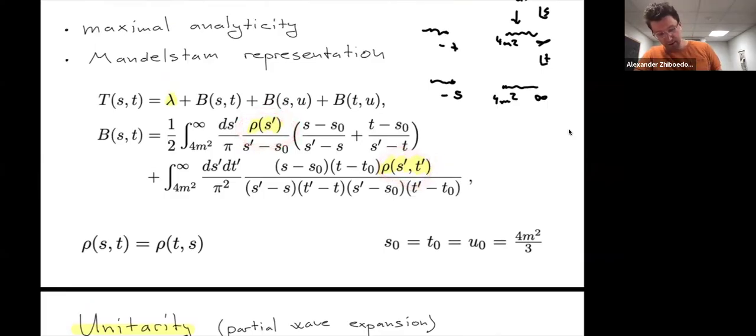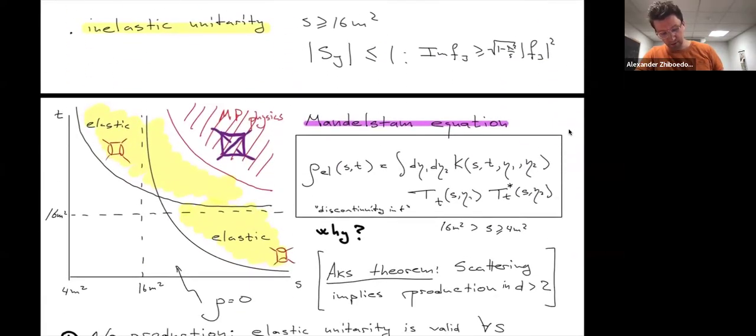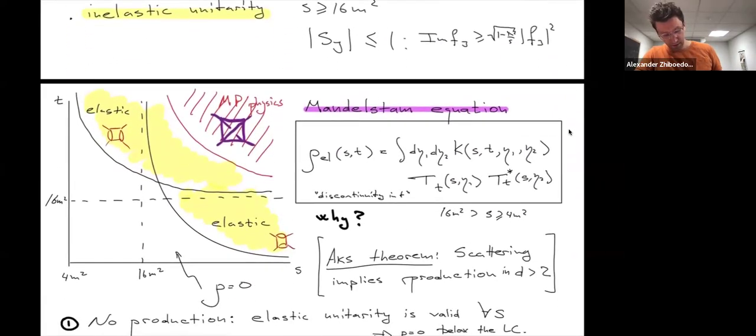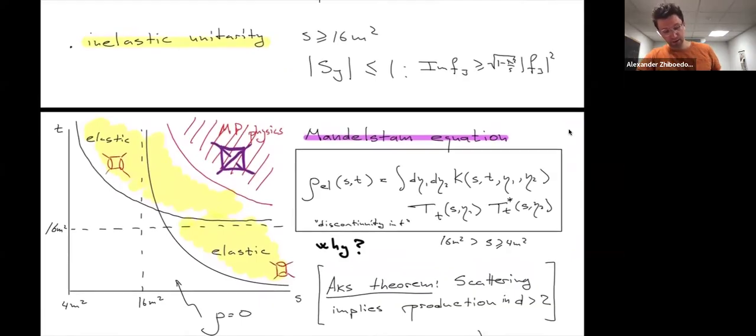And I told you that, say, this guy is associated to the normal threshold at 4m squared, where you produce 2 particles. At 16m squared, you produce 4 particles, etc. But it's perhaps not obvious, but a true fact that this double spectral density has non-trivial support along non-trivial curves, and this is called Landau curves. And so this is the picture. And here there is a nice split between multi-particle physics and elastic physics.